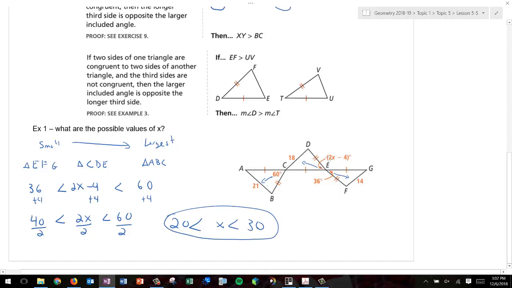So it's kind of a crazy concept, but it allows us to use inequalities to find possible values. The key for all of this is you're going to see possible values, meaning more than one possible answer. So just keep that in mind as you go through these.